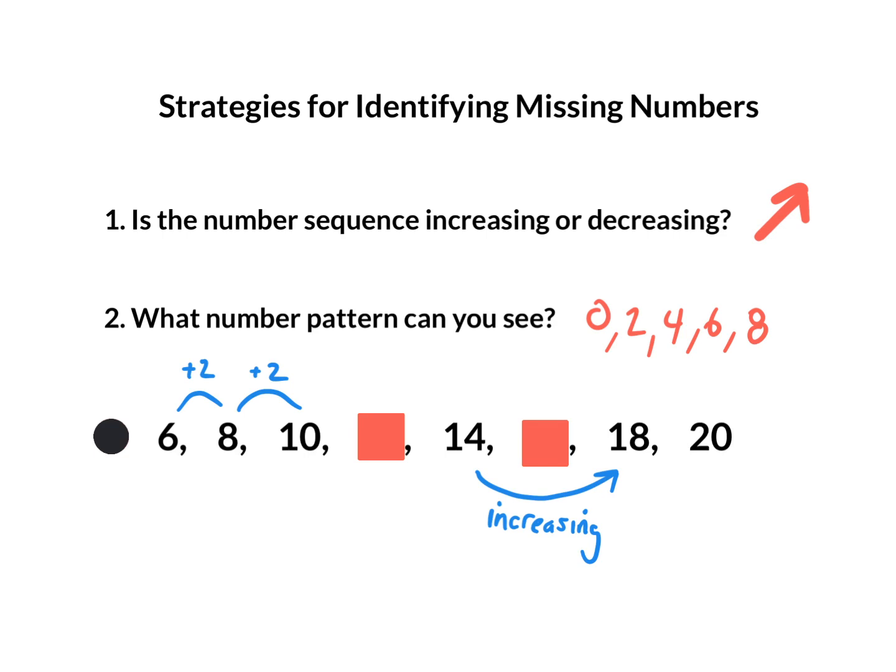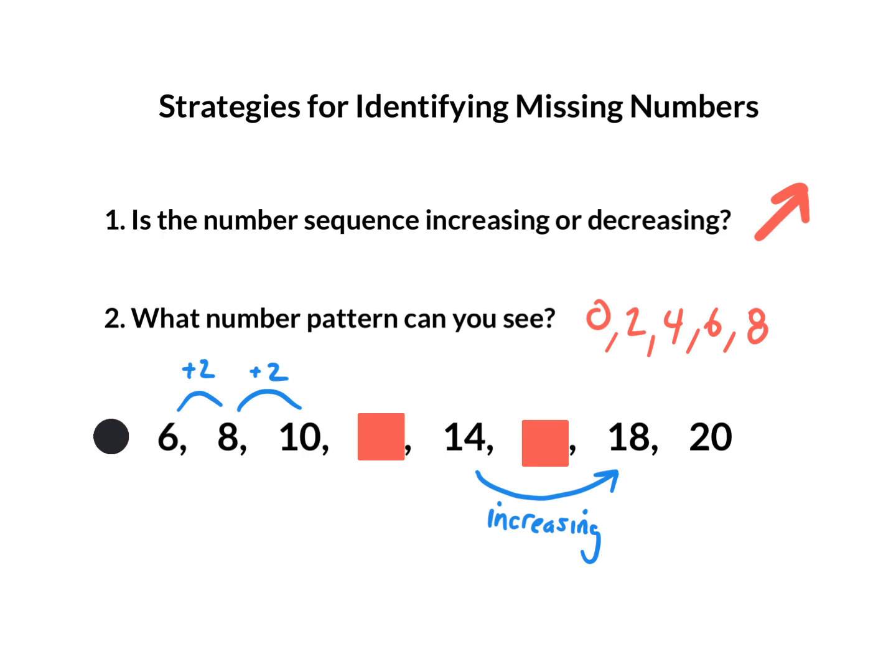I first say to myself, is the number sequence increasing or decreasing? Well, if I look around one of the missing numbers, I can see that there's 14 and 18, and I know that 18 is 4 more than 14. So therefore, my pattern must be increasing. If I look at the start of the string, I can see that we have 6, 8, 10, which is going upwards, it's increasing.